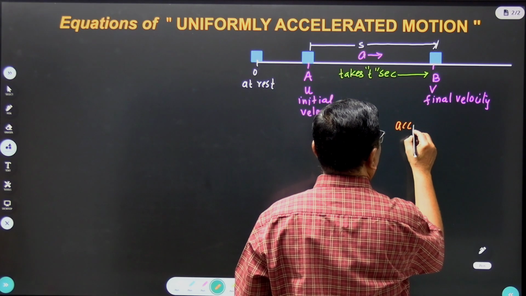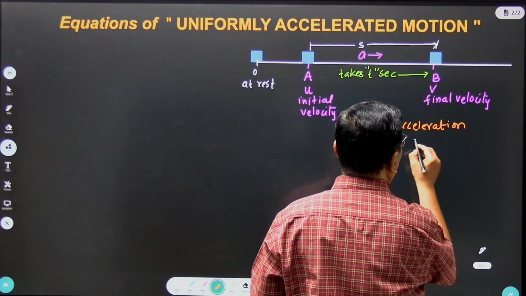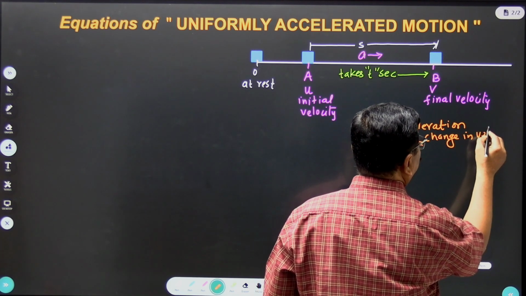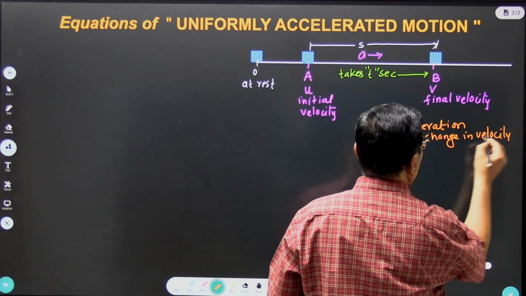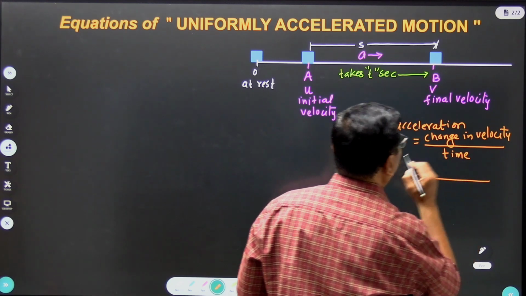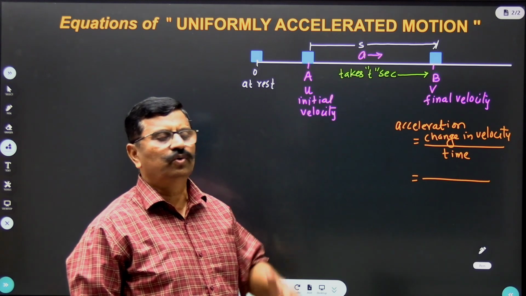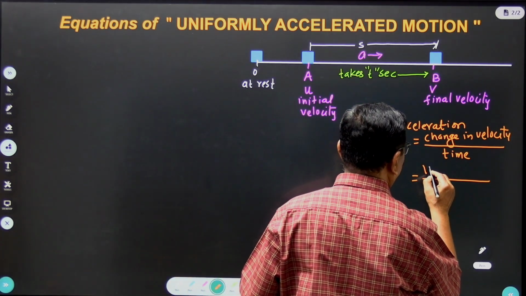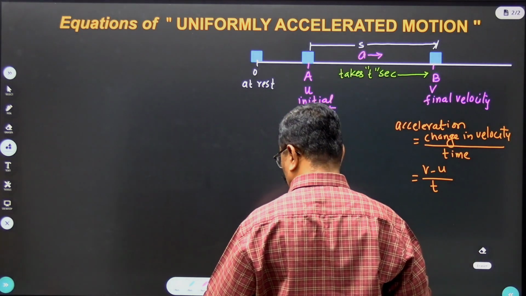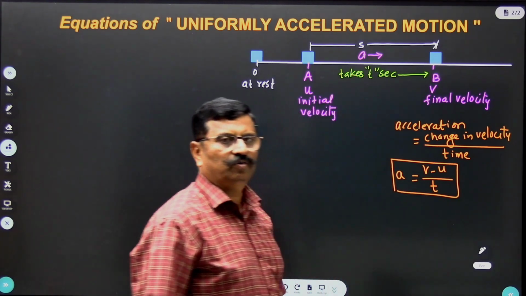Okay. Now what is the acceleration? Acceleration is equal to change in velocity upon time. Now what is the change in velocity? What is the final velocity? v. What is the initial velocity? u. So final velocity minus initial velocity upon time t seconds. So this gives the acceleration of the body.